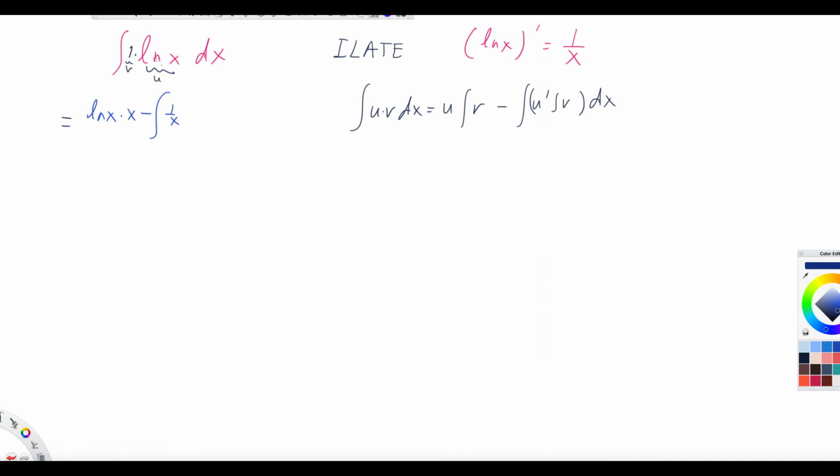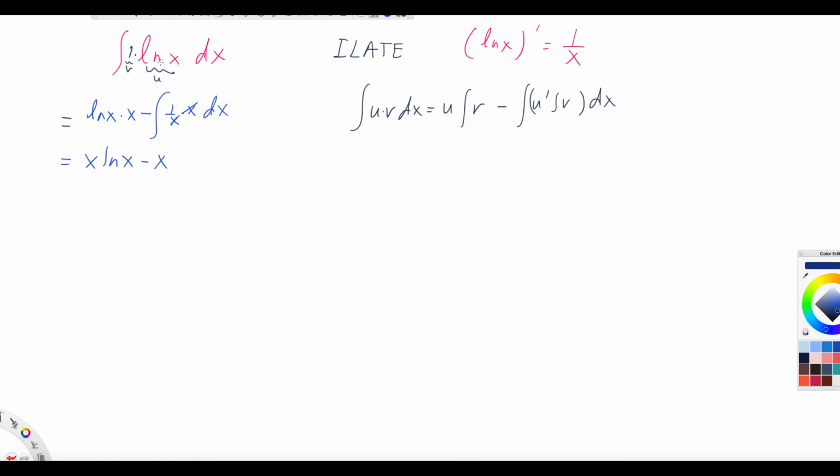That is 1 over x, the derivative of natural log of x, times the integral of v, which is again x, and then dx. See that? So what do you get? x natural log of x minus, the x and x cancel out, right? What are you left with? That is 1. So the integral of 1 is x.